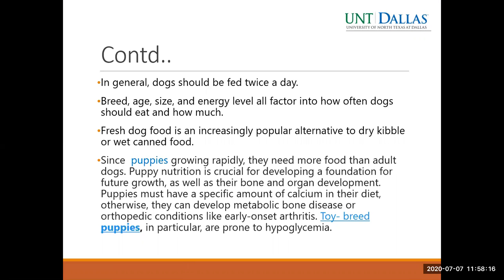Since puppies grow rapidly, they need more food than the adult dogs. So puppy nutrition is crucial for developing a foundation for future growth as well as their bone and organ development. Puppies must have a specific amount of calcium in their diet, otherwise they can develop certain metabolic bone diseases or orthopedic conditions like early onset of arthritis. Toy breed puppies in particular are prone to hypoglycemia.